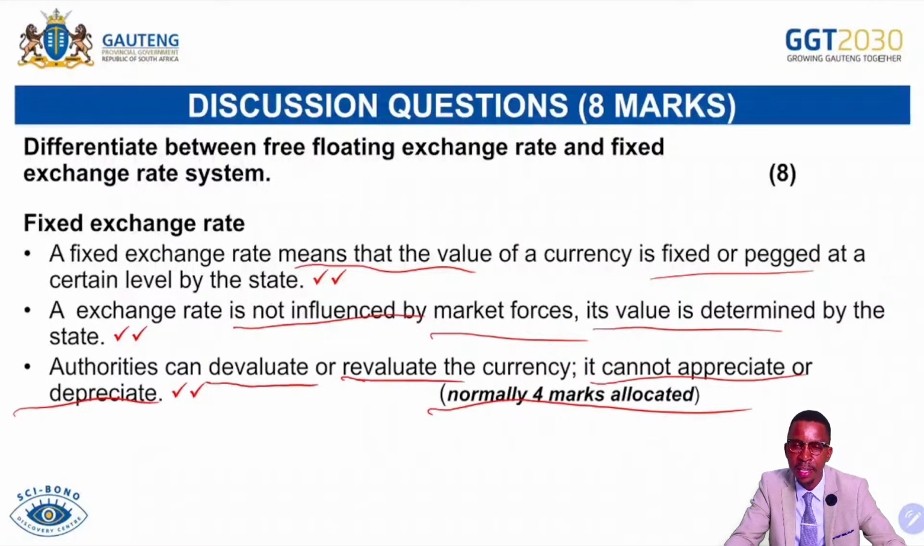4 marks is provided in there, then that gives you 8 marks. So note the following. If you are differentiating, it is very important that when you provide your difference, you draw the table. So when you say free floating exchange rate is an exchange rate system that can appreciate and depreciate without limits, whereas a fixed exchange rate is an exchange rate system that cannot appreciate and depreciate, but it can only revaluate or devaluate. The free floating exchange rate value is determined by market forces, demand and supply, whereas fixed exchange rate is not determined by market forces, demand and supply, but it's determined by the government or authorities.